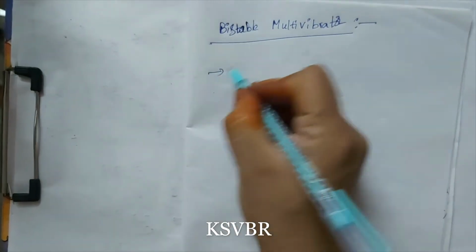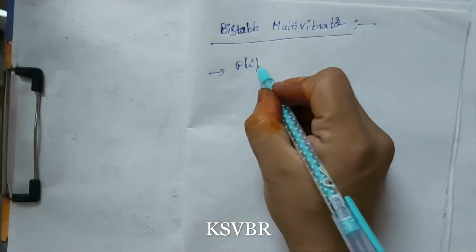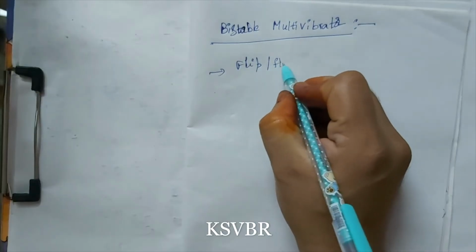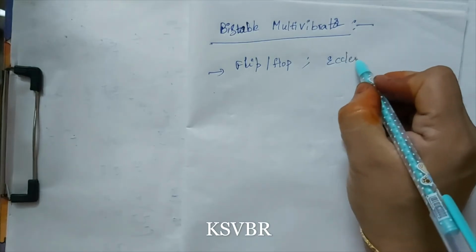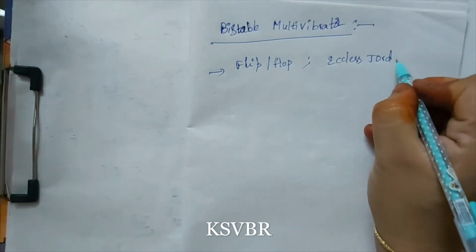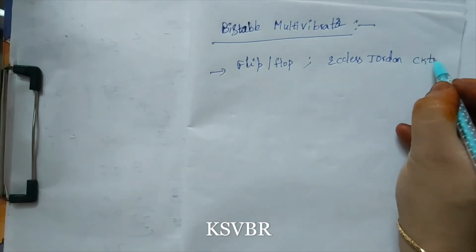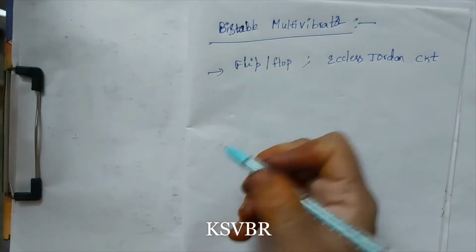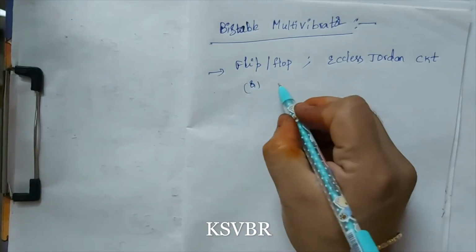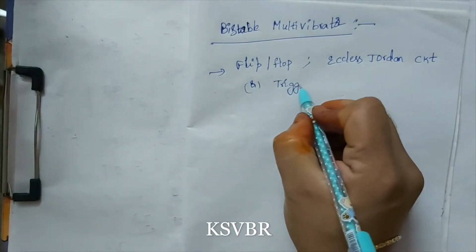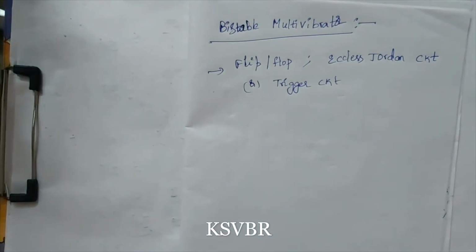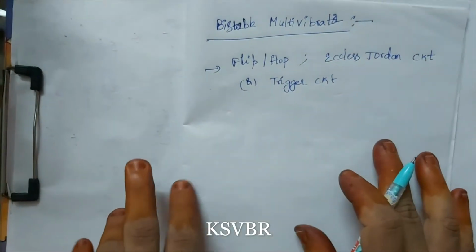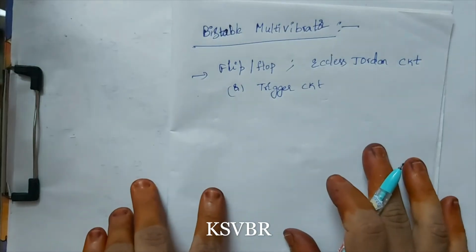Because of having both stable states, this is called a flip-flop, and this is called an Eccles-Jordan circuit, or else a trigger circuit. These three are the other names of the bistable multivibrator. It has two stable states. Let us see the bistable multivibrator circuit diagram.